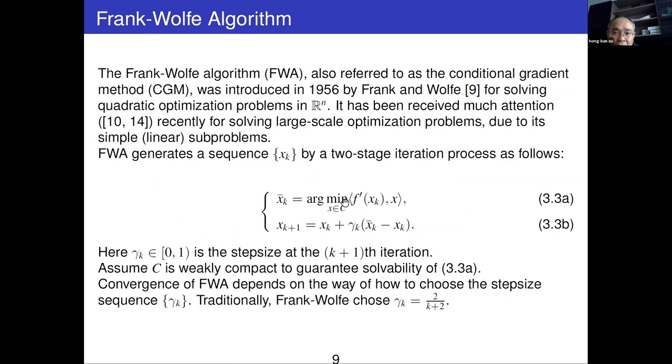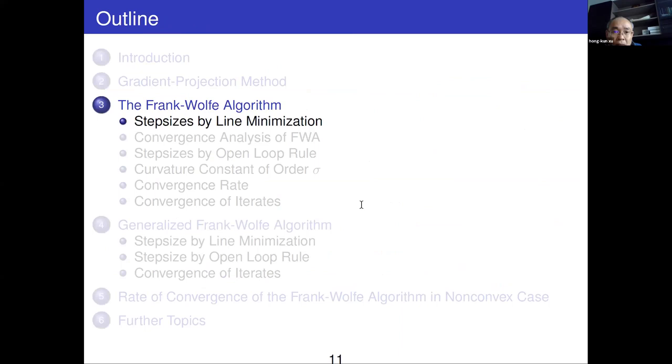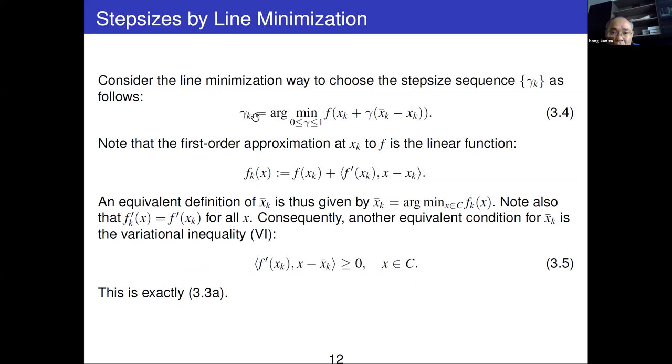FWA is here. This linear problem, in order to guarantee it is solvable, you need actually to assume C to be weakly compact. So if the space is reflexive and C is closed, convex, bounded, then it's okay, no problem. My first choice is that the step size is selected by solving this line minimization. Then what is the convergence?